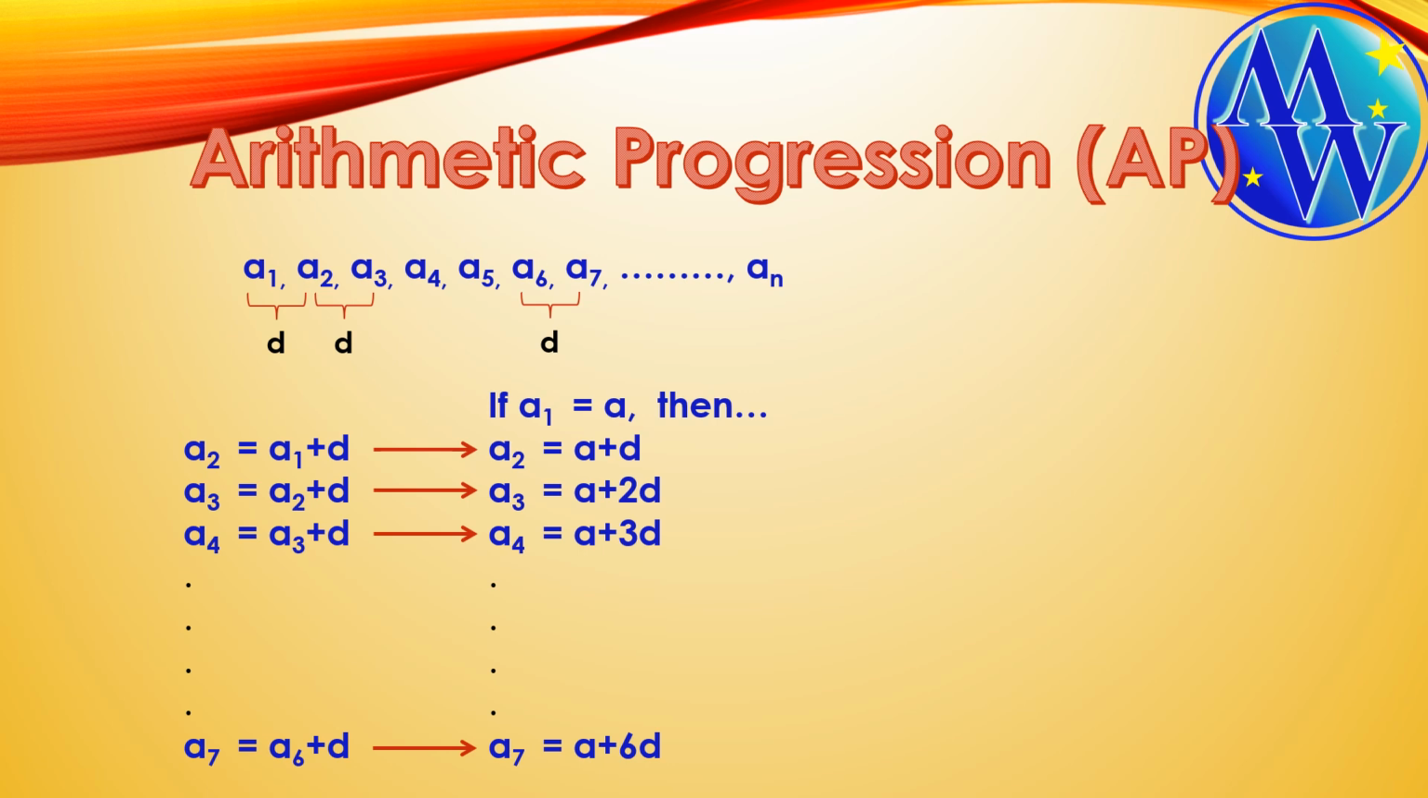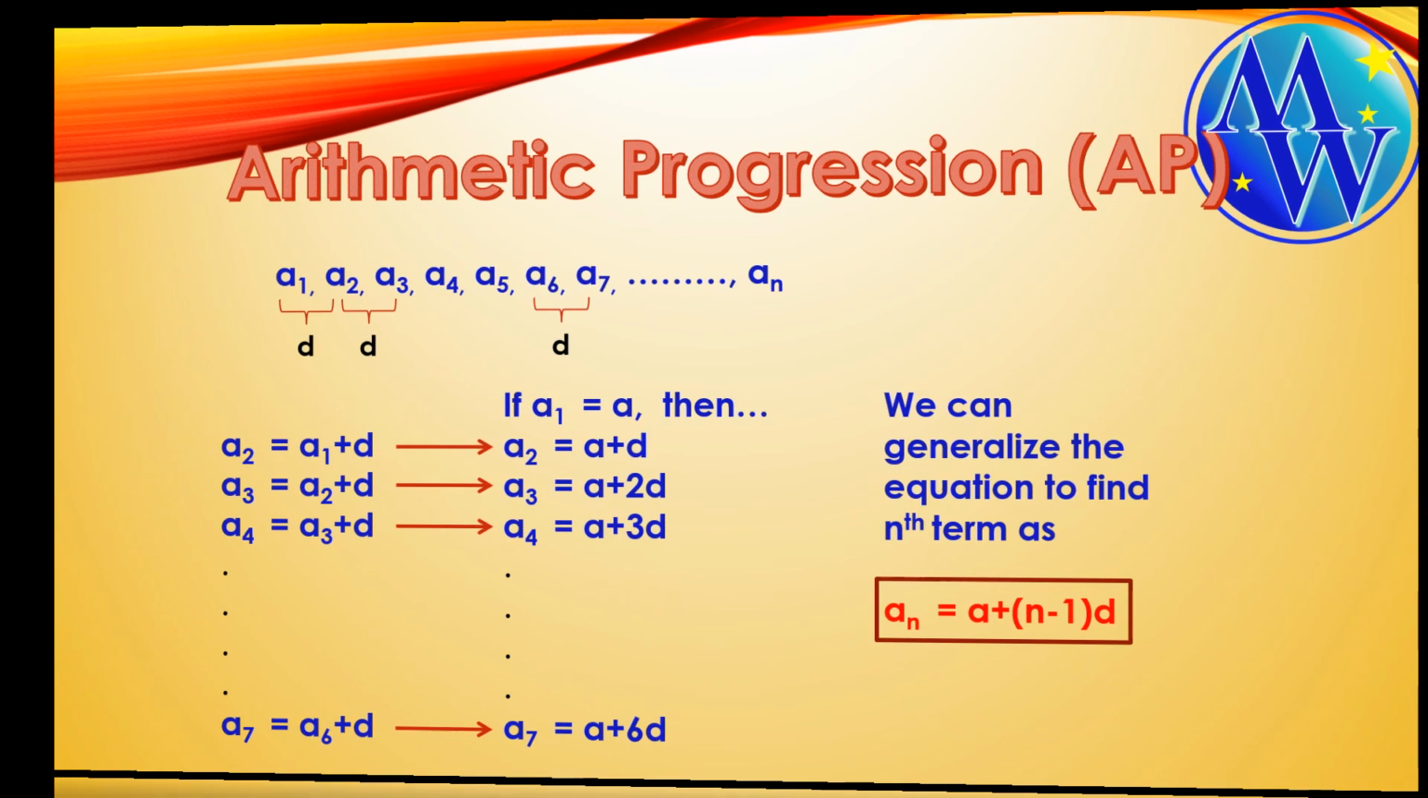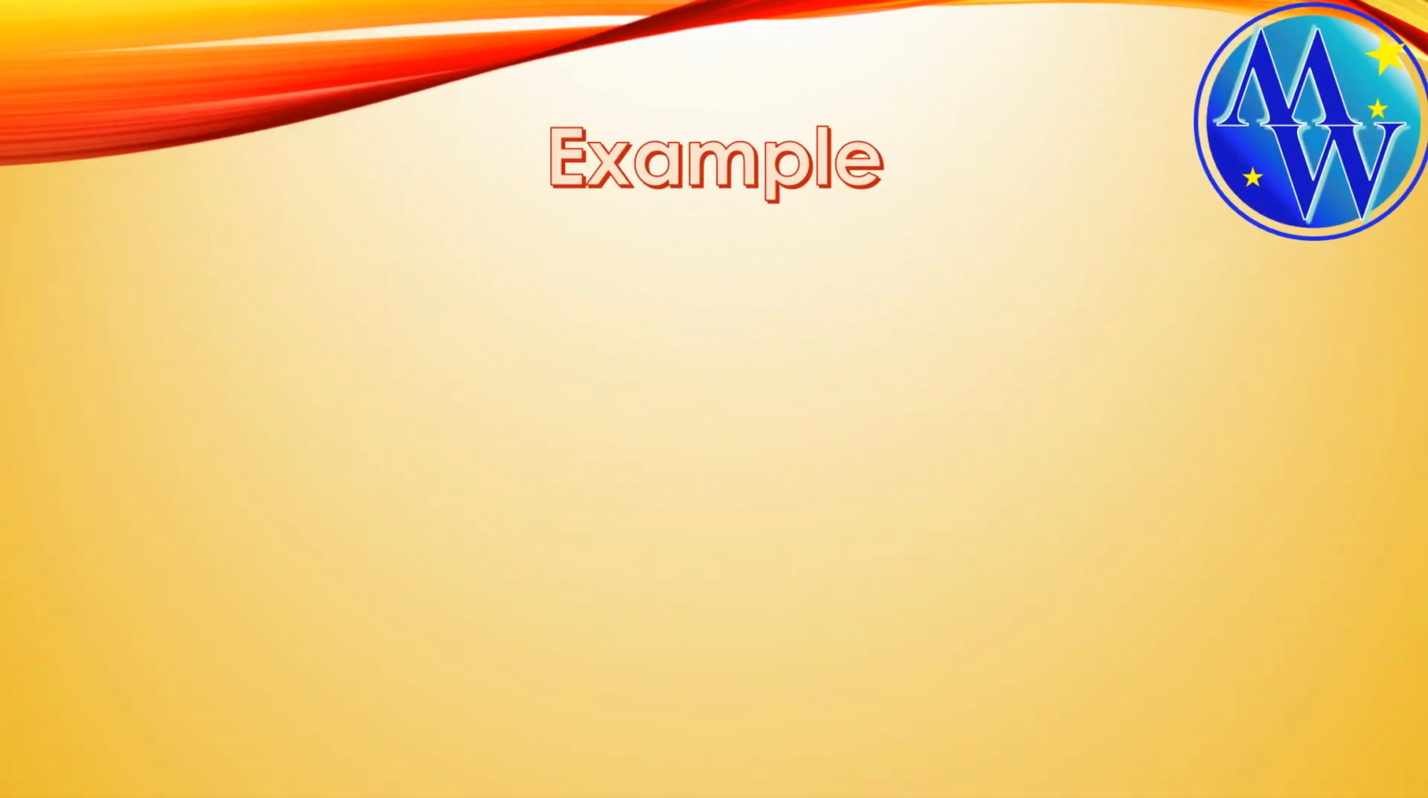So we can generalize it as the nth term of an AP: an equals a plus (n minus 1) into d. This is an important equation of AP. So you should note down this equation and you should remember this equation every time. Okay. Now let's check some examples. Get a paper and pen and try to solve the problems along with me.